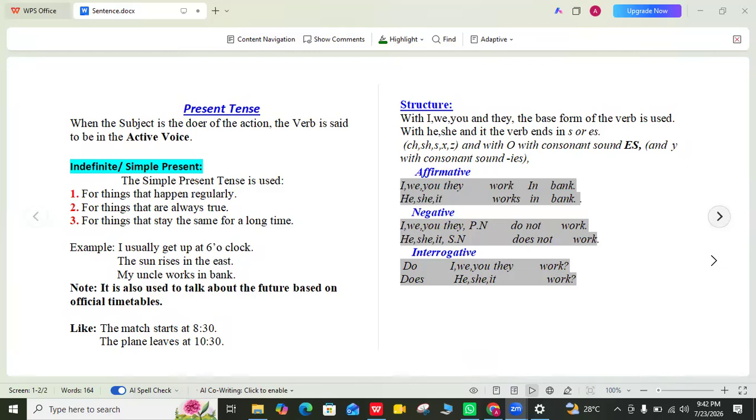So today we are going to start our grammar series, and the first tense is present tense. When the subject is the doer of the action, the verb is said to be in the active voice. So this is active voice, that's what we are going to study first.